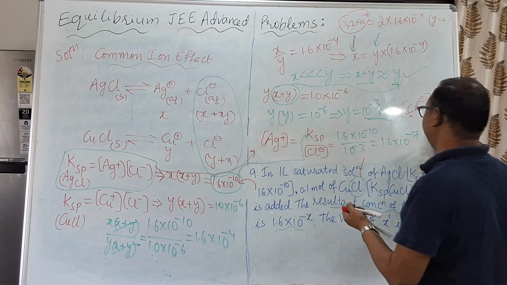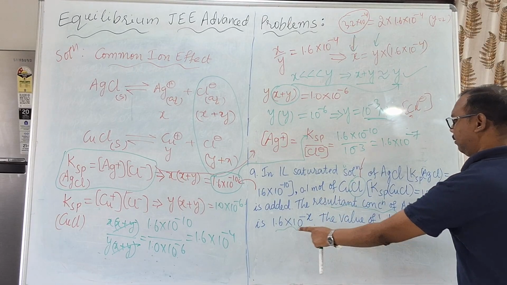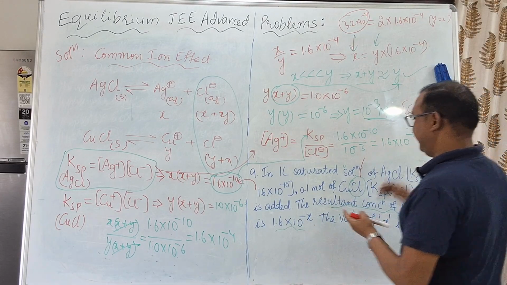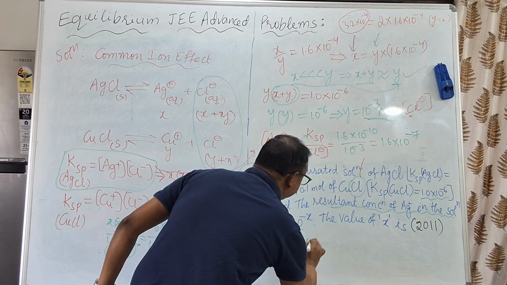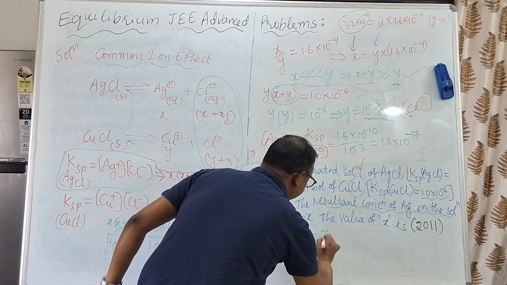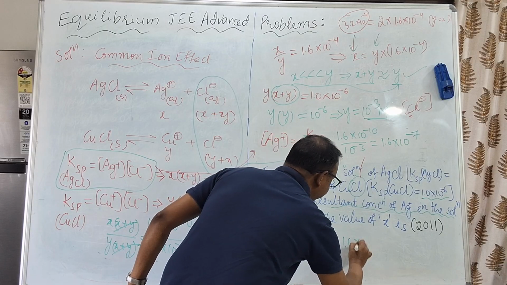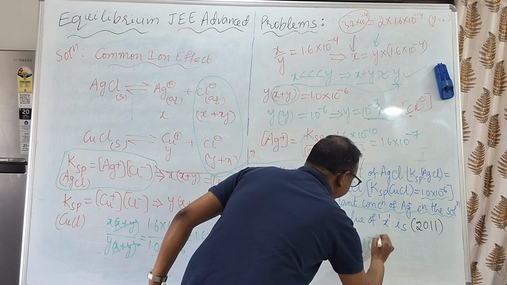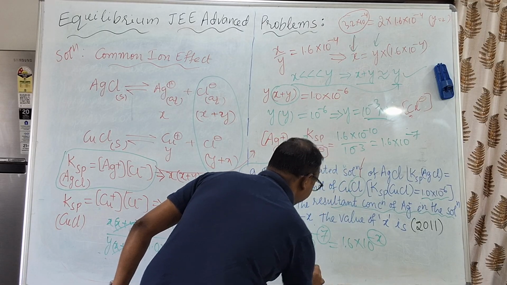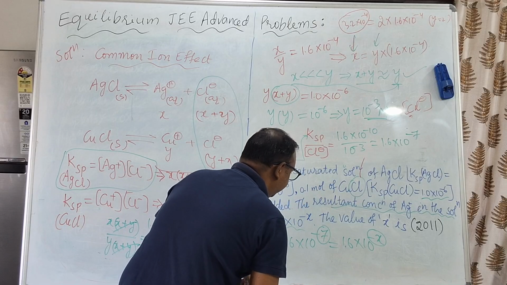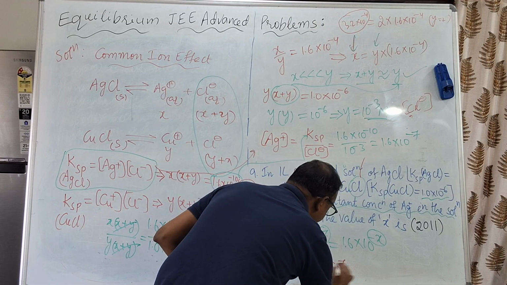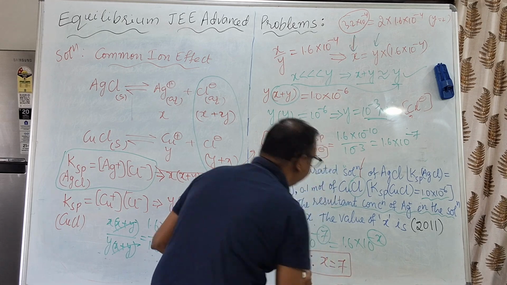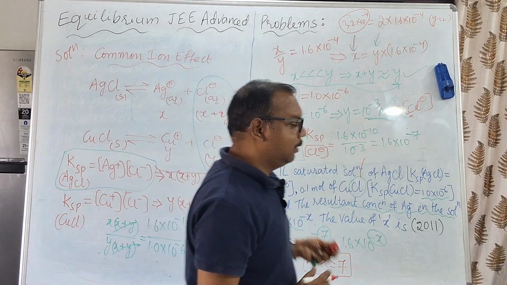The value of x they are asking, you have to correlate with this. 1.6 into 10 power minus x they have asked here. Therefore 1.6 into 10 power minus 7 is nothing but 1.6 into 10 power minus x. The x value becomes what here? Therefore the value of x is equal to 7. This is the final answer we required. It is also an integer type question.